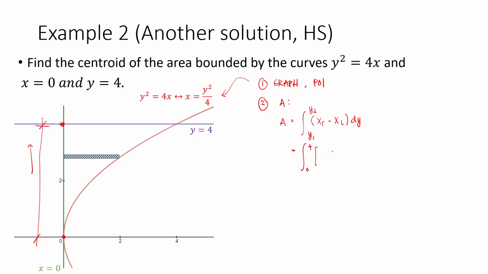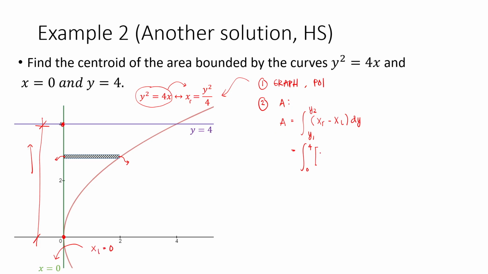So this is from 0 to 4. And then our x right is the red graph. So this one, isolating x to make it in terms of y, so x equals y something. So this is your x right. So on the left side, it's touching the y-axis, and the equation of which is x equals 0. So x left is equal to 0.